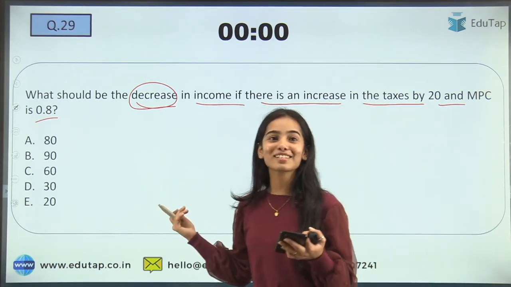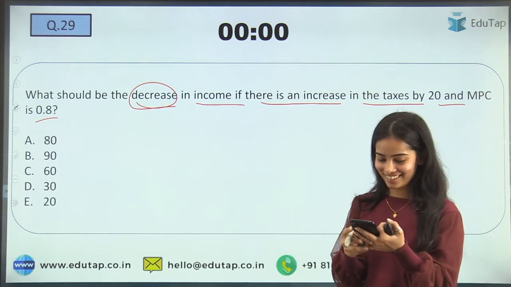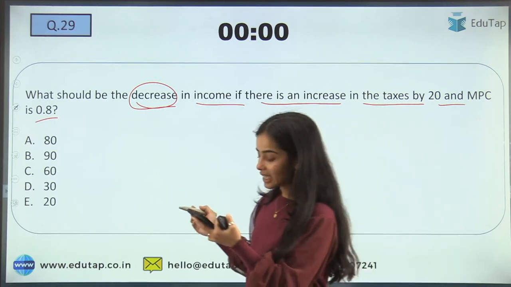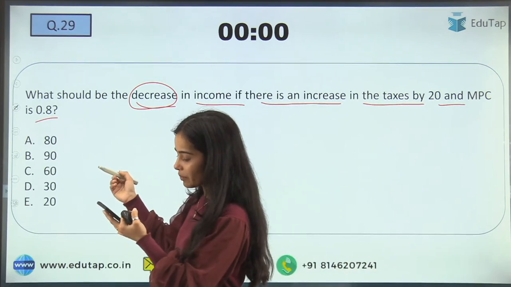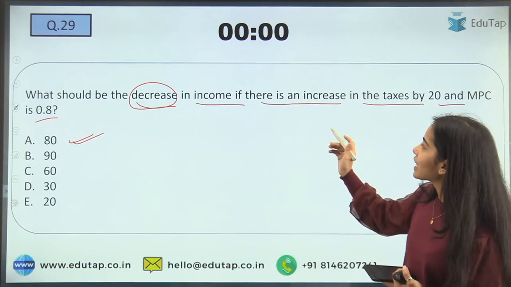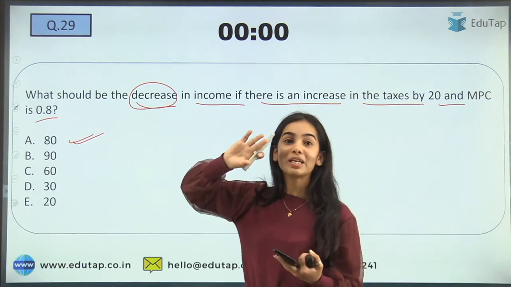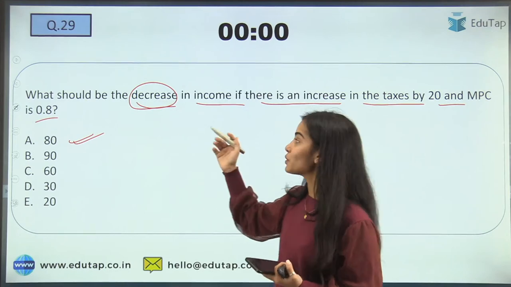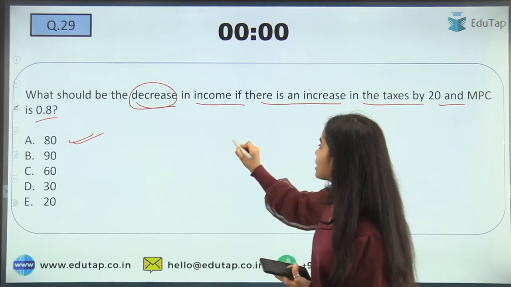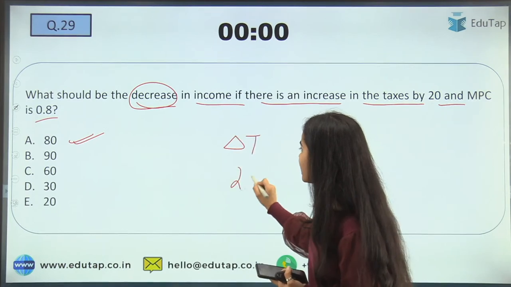So try to give the right answer of this one. Okay, I'm getting the answer A from Aminash, Shubham, Arnab, and they are saying 80. So it is decrease in income. Yes, please everyone focus here, otherwise I will also lose my focus. So decrease in income if there is an increase in the taxes by 20. So the change in tax is 20.